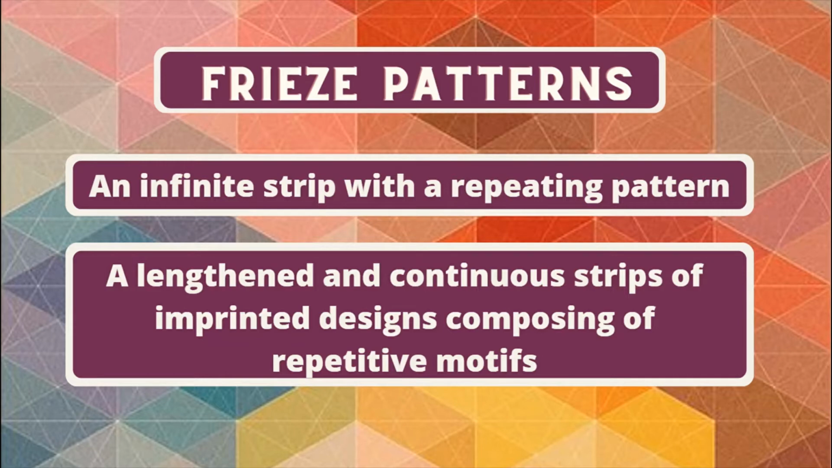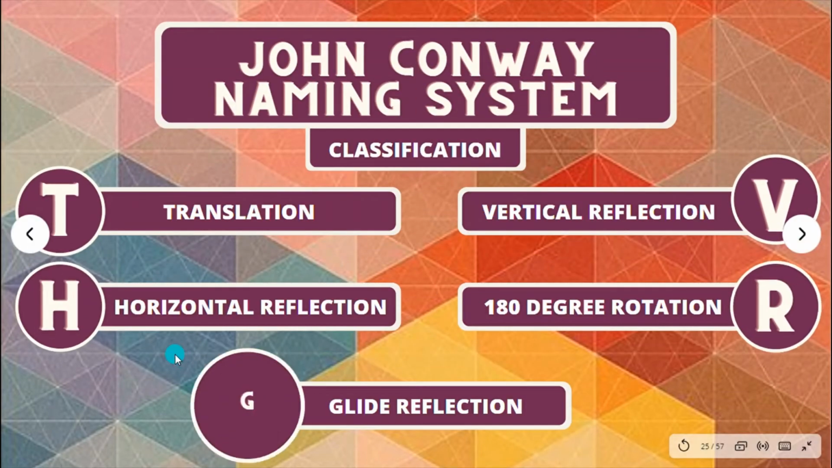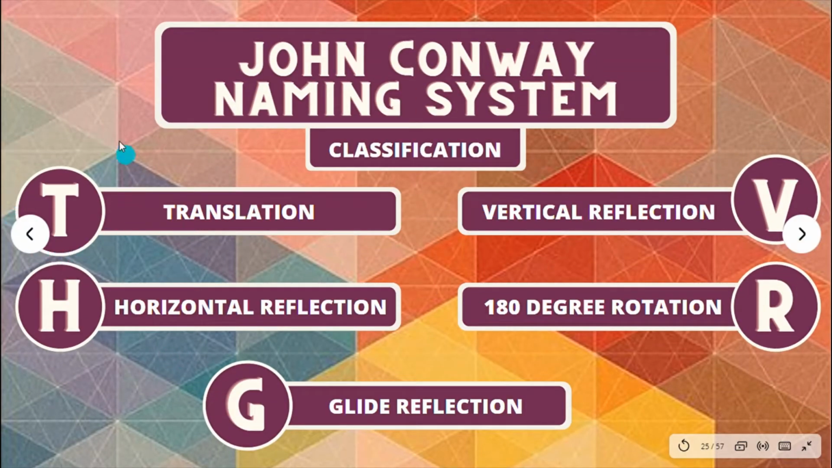In this pattern, each frieze group is symmetrical under the translation, which is denoted by the letter T in the direction of the strip. We mentioned that it is denoted as the letter T, since we will use the John Conway naming system for frieze patterns. We use the letter T for translation, H for horizontal reflection, G for glide reflection, R for 180-degree rotation, and finally the letter V for a vertical reflection.